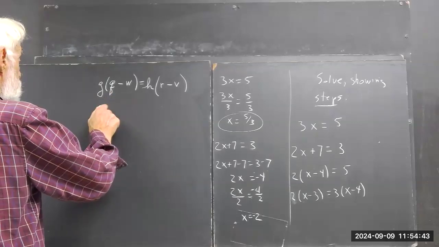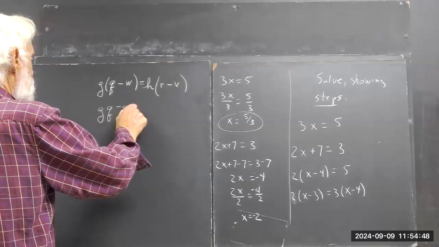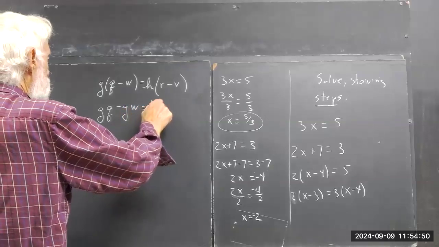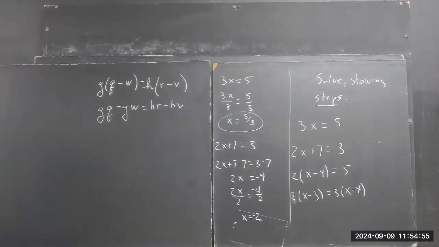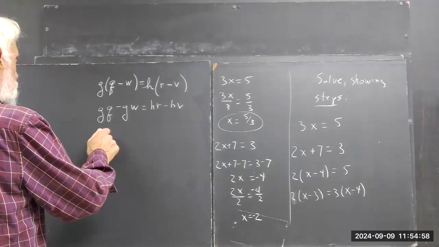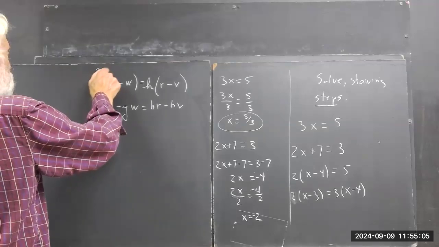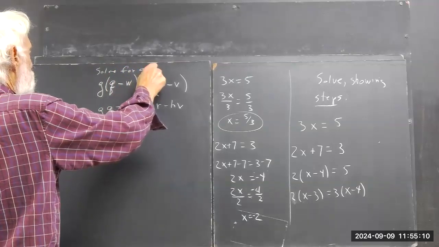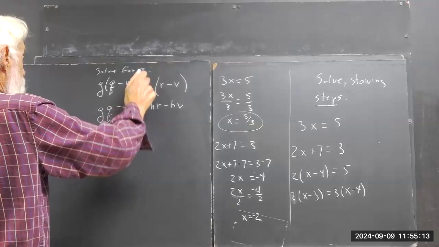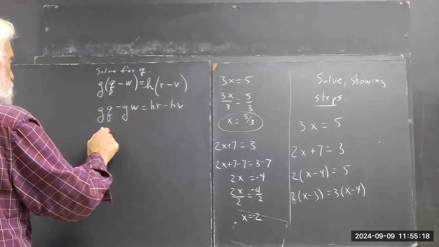First, we distribute the G. And we distribute the multiplication by H. And we get this. And I didn't say what to solve for. But I think everybody solved for Q, which is what I intended. But I should have said it. Okay, so we're going to solve for Q, so we're going to add the GW to both sides.